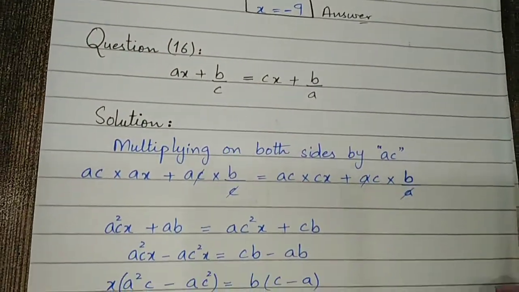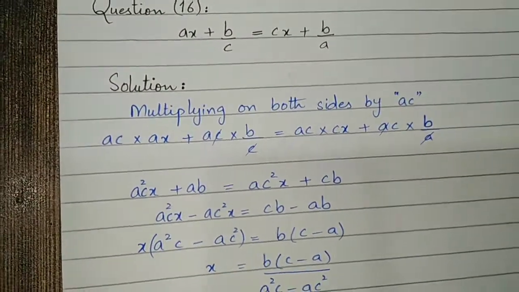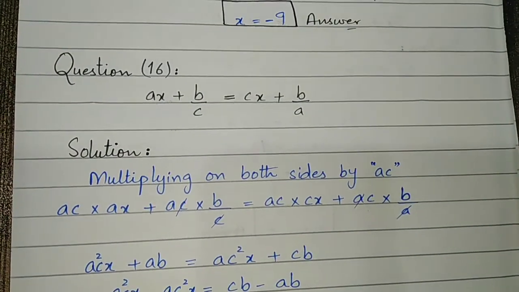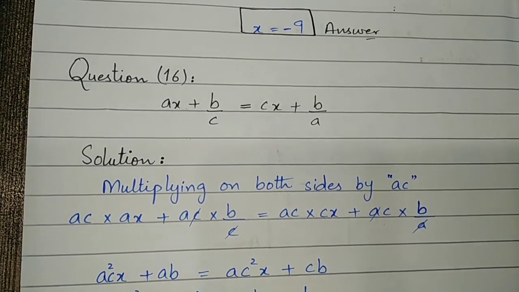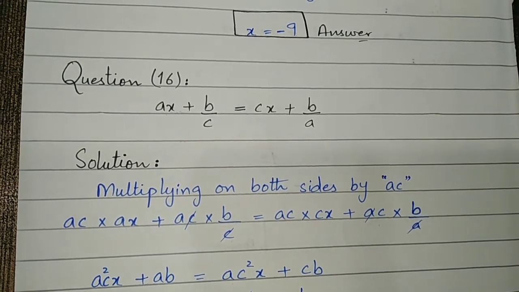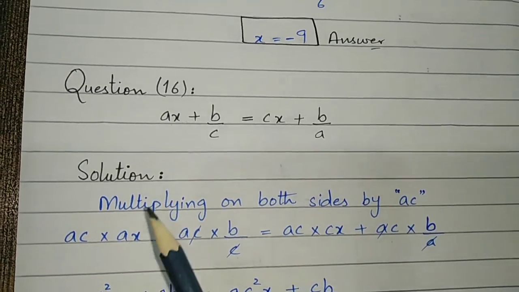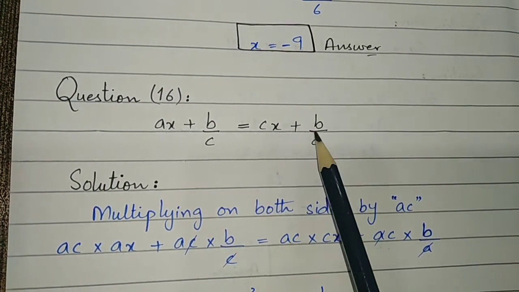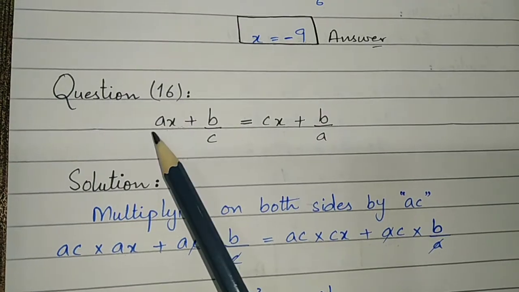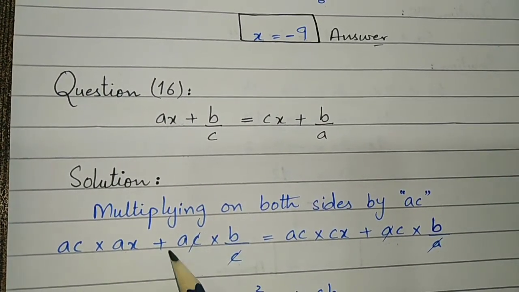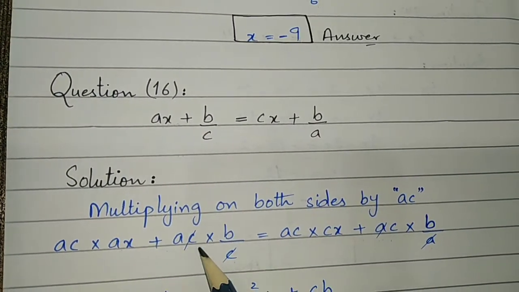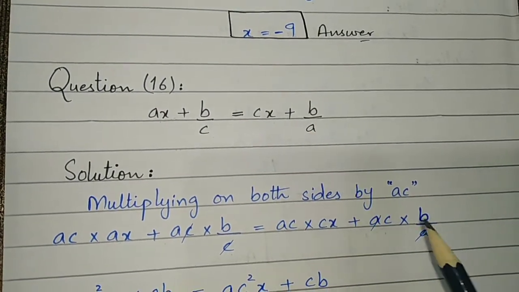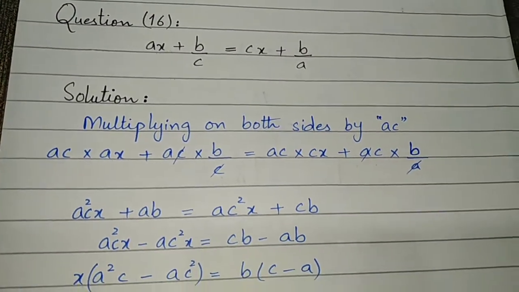Now we move to our next question, question number 16: ax plus b over c equals cx plus b over a. Firstly we have to remove the denominator, so we multiply both sides by the LCM, that is ac. So ac is multiplying by each term. There are 4 terms, so ac is multiplied by 4 terms: ac multiplied by (ax plus b over c) equals ac multiplied by (cx plus b over a).